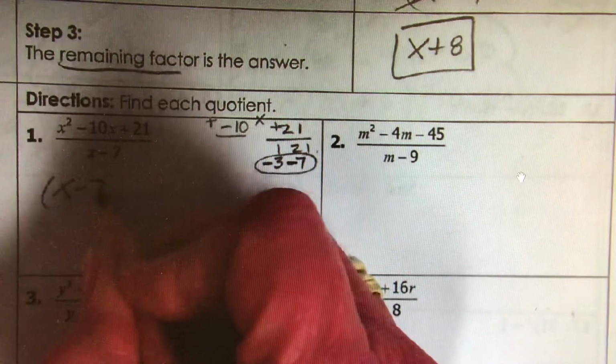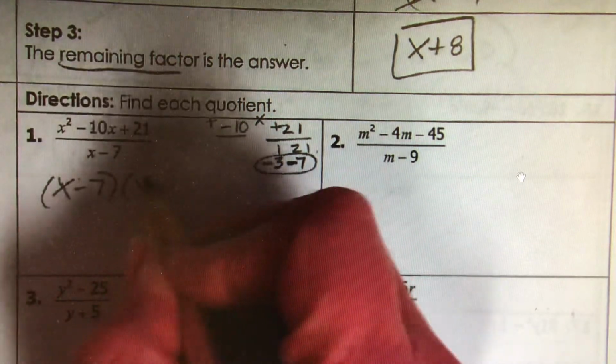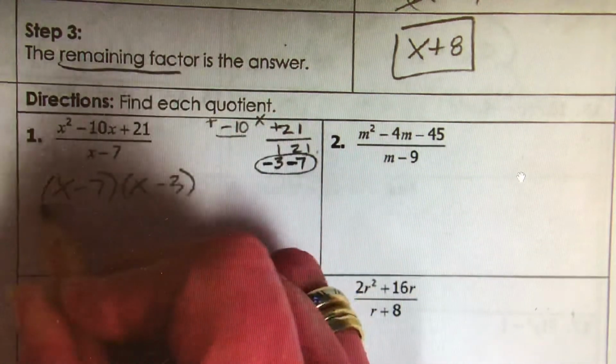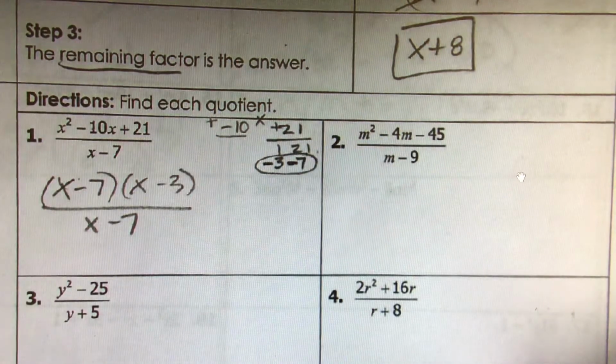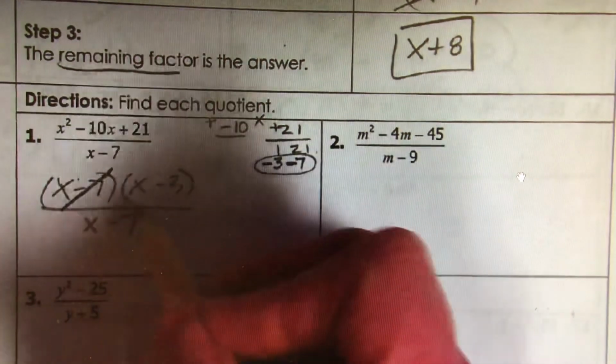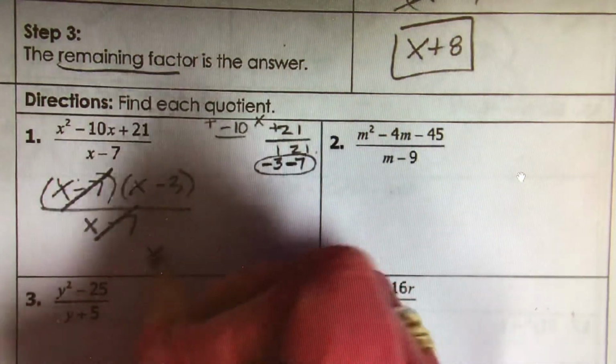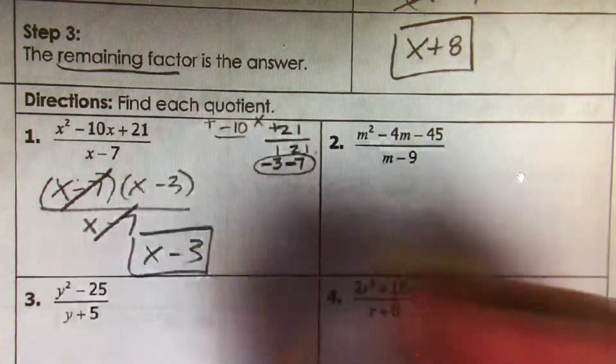So now I'm going to rewrite it as x minus 7 times x minus 3 over x minus 7. Oh, excellent. I already like what I'm seeing. Cancel, cancel. What's left over is the answer.